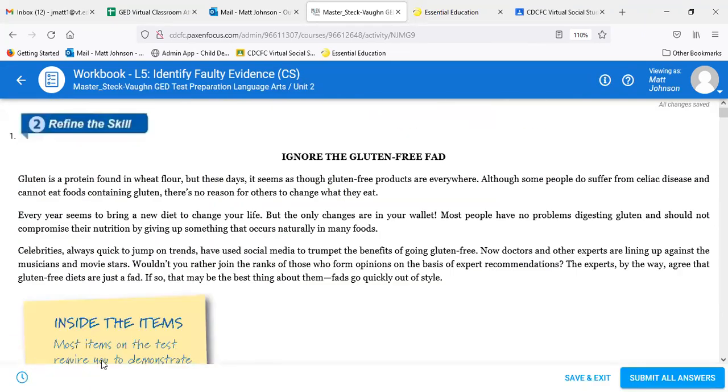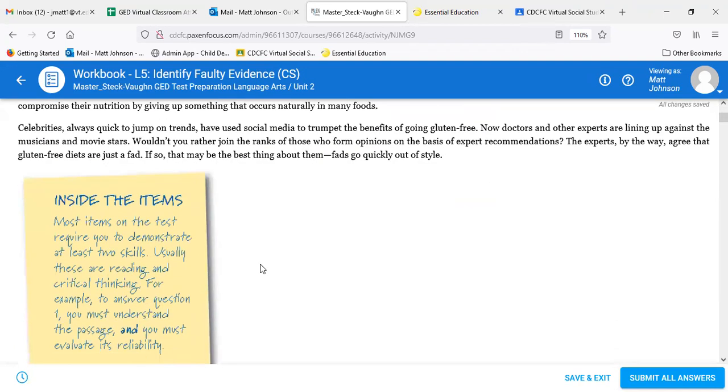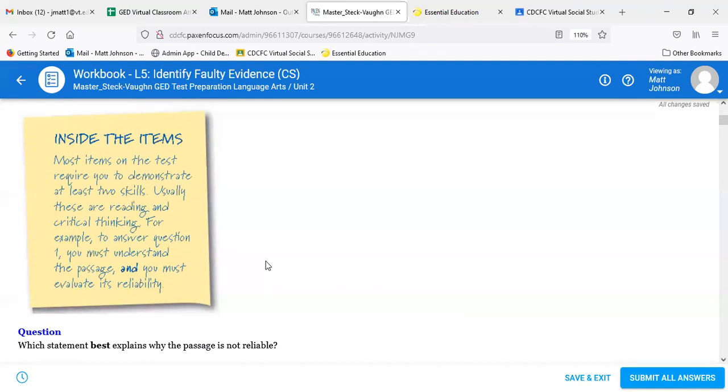Okay, and now we got like 10 drag and drop boxes. No, I'm just kidding. There's no drag and drop boxes on this one. So inside the items, it says most items on the test require you to demonstrate at least 2 skills. Usually these are reading and critical thinking. For example, to answer question 1, you must understand the passage and you must evaluate its reliability. So think in terms of the test: you're going to be posed with questions that build on multiple skills. Usually with the reading, it's going to include comprehension, and it's going to include critical thinking skills.